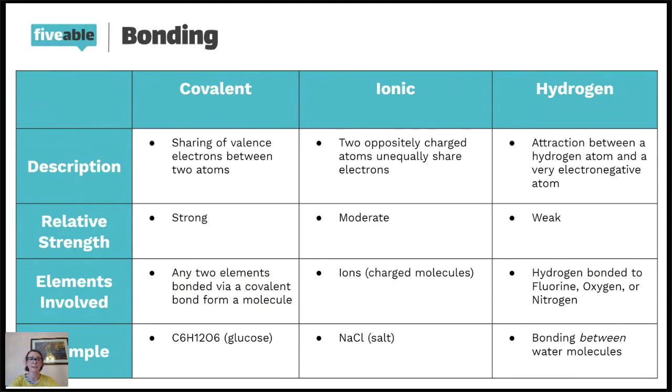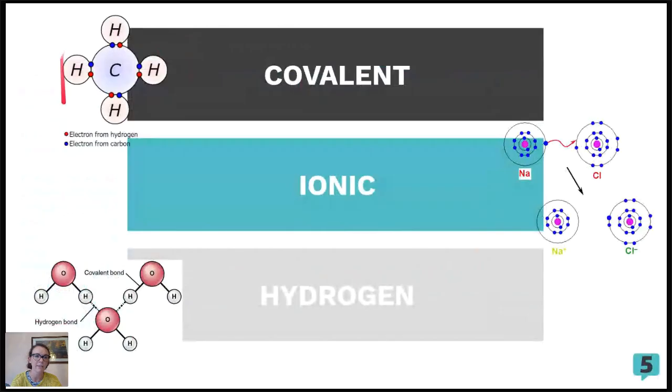Okay, so bonding. The 3 types of bonds that you need to be familiar with are covalent, ionic, and hydrogen bonding. Covalent bonds are the bonds that create molecules. So what are they? It's the sharing of valence electrons between 2 atoms. I'm actually going to flip ahead a slide because I want to show you the picture of that. So here's our covalent bond up here.